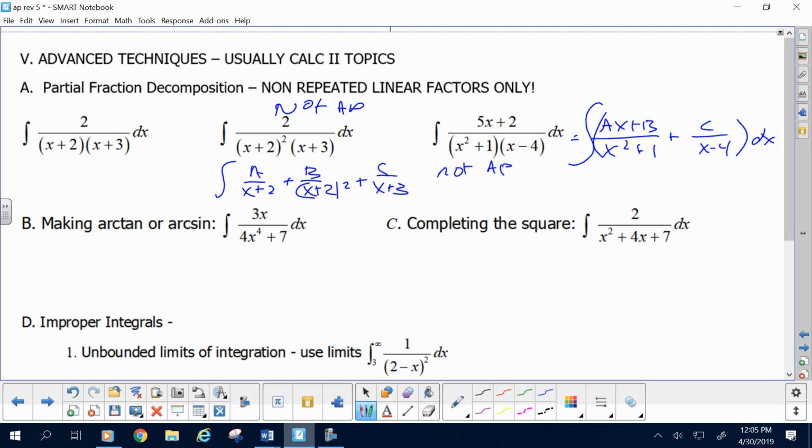Making arctangent or arcsine, I don't know how necessary this is because we did this before you learned trig stuff, so many of you wouldn't try and adapt this to make 1 over 1 plus u squared, so you could do arctangent. Many of you would just say, you know what, I'm going to do trig stuff, and that's fine too. Either way, though, I've rarely to never seen anything on the AP test this complicated. It's more of garden variety.